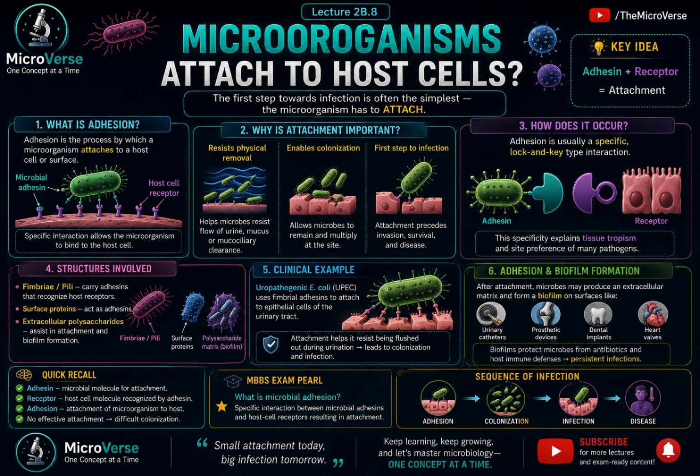So let's take uropathogenic E. coli as an example. This bacterium possesses specific adhesins that allow it to attach to epithelial cells of the urinary tract. This attachment helps them resist being washed away during urination. Once they remain attached, they can multiply and establish infection. This is one reason why adhesion is considered an important virulence mechanism.